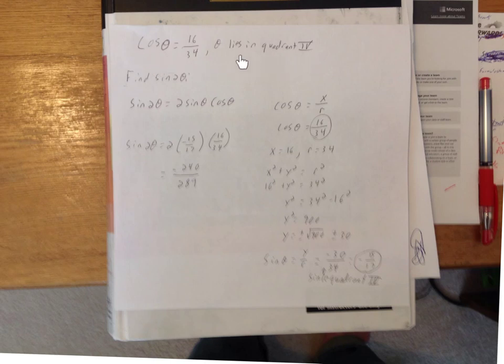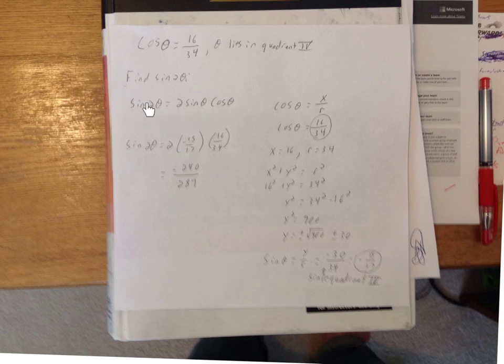You're given this information: cosine of theta equals 16 over 34, and theta lies in the fourth quadrant. I'm going to find the sine of 2 theta, and also cosine of 2 theta and tangent of 2 theta. I just went and found the sine of 2 theta; it's very similar for the others.